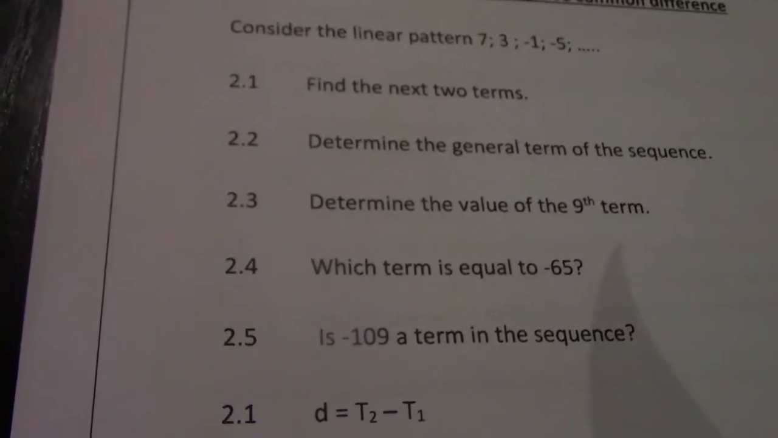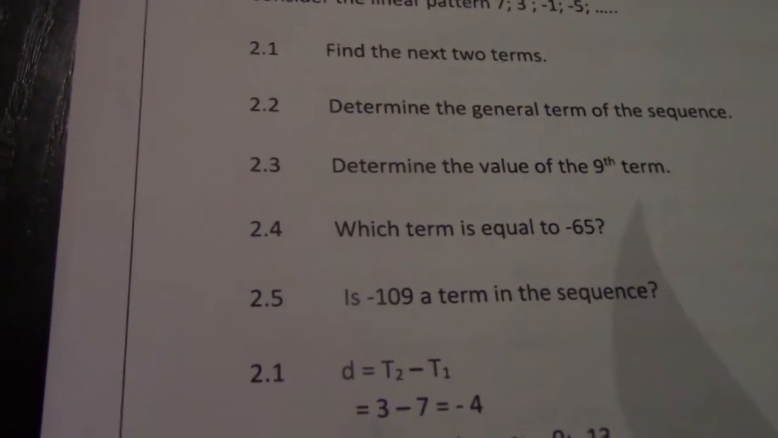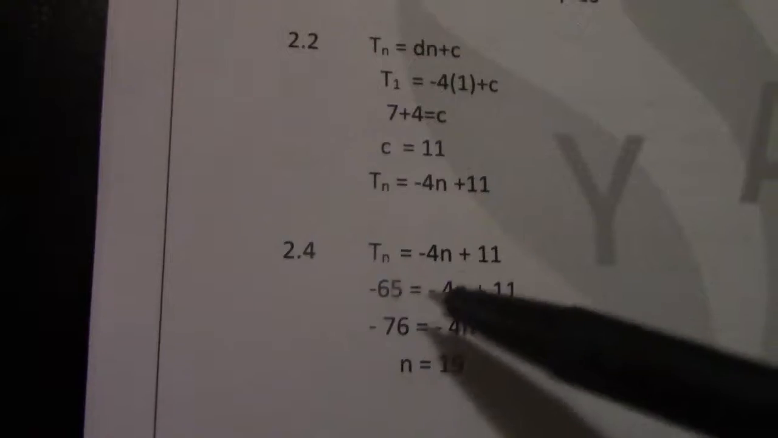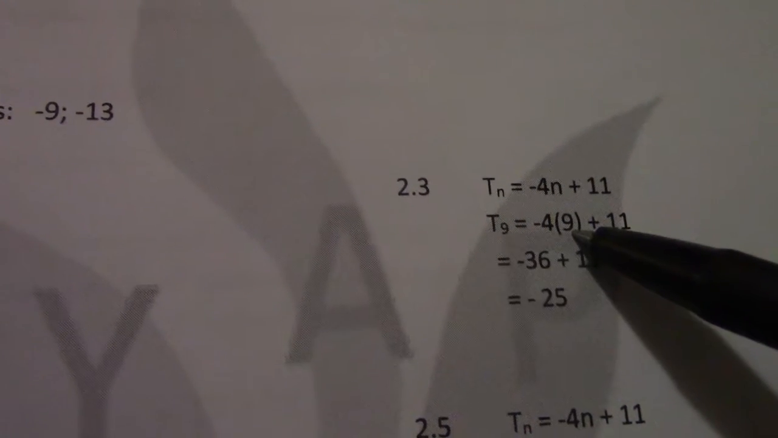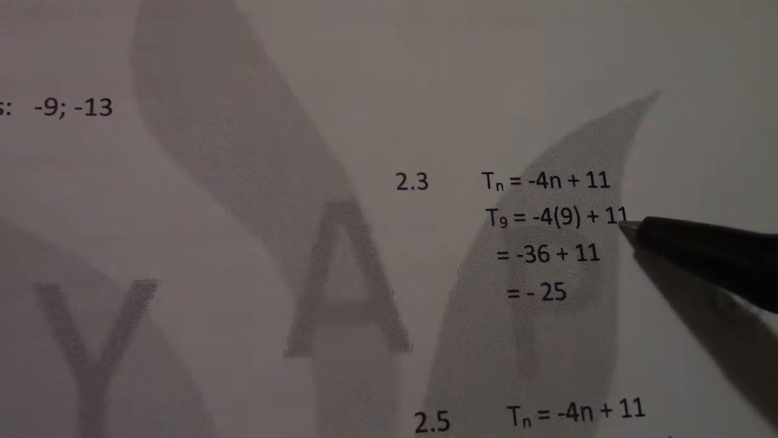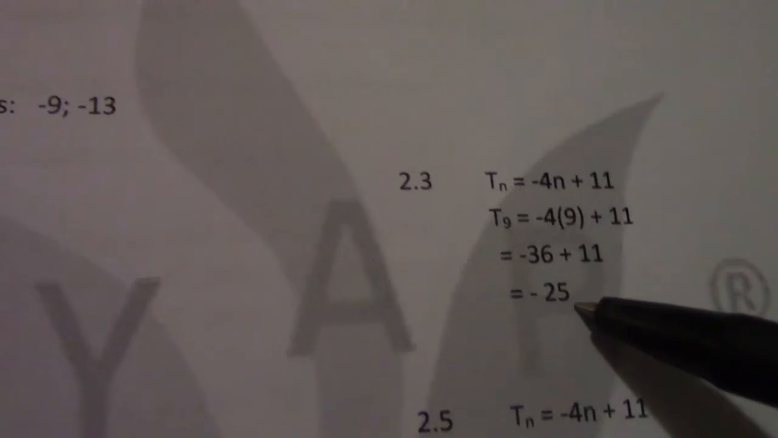Alright, next question, 2.3: determine the value of the 9th term. It simply becomes term 9. In the place of n, I place 9. Minus 4 times 9 gives me minus 36, plus 11, which equals minus 25.